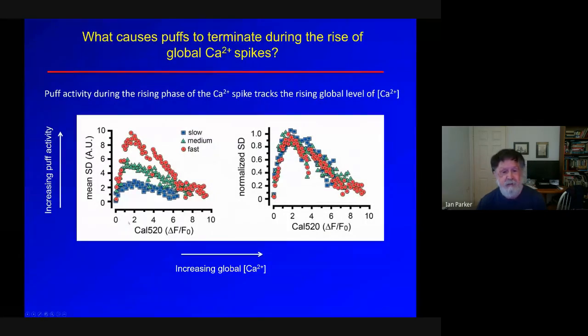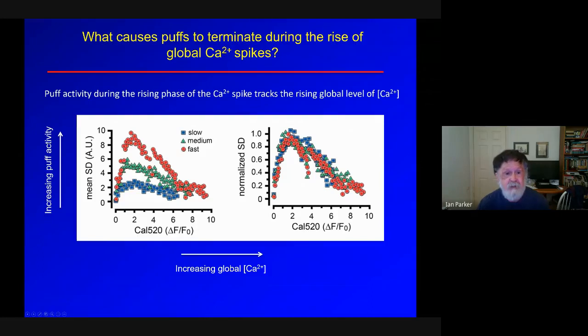So here the horizontal axis is global calcium level at a given time. Vertical axis, what is the puff activity at that same time when the global calcium level is at that particular point during the rising phase. So here are the data for traces I showed you before. We divide them up as slow, medium, and fast rising signals. They all seem to follow the same curve.